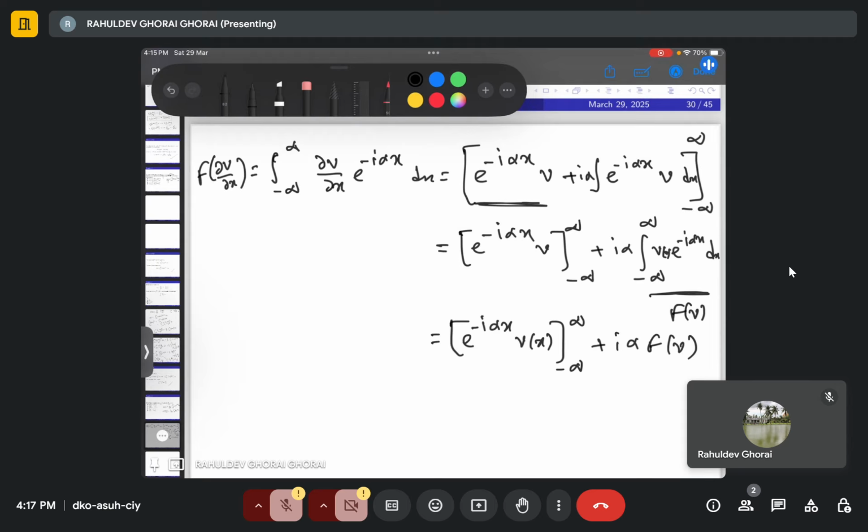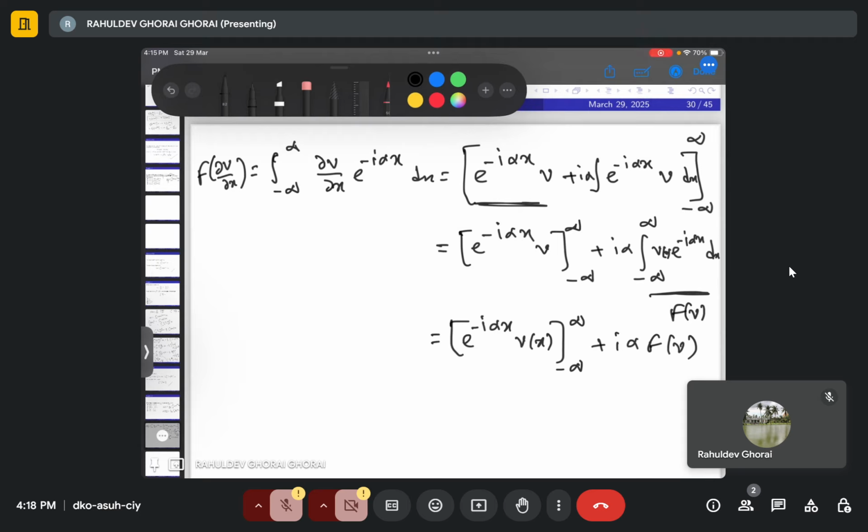So this v(x), I think there should be another piece of information: at infinity and minus infinity, v(x) converges to 0 as x tends to plus minus infinity. I think that should be there. If it is not there, I don't know how to then solve it, okay?